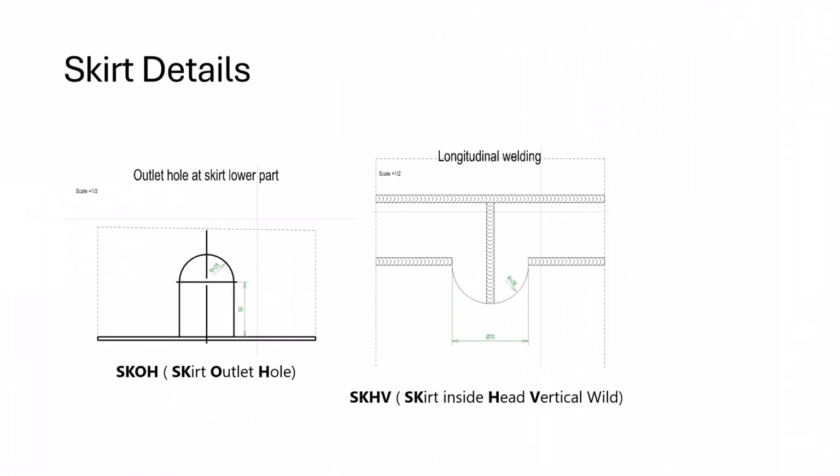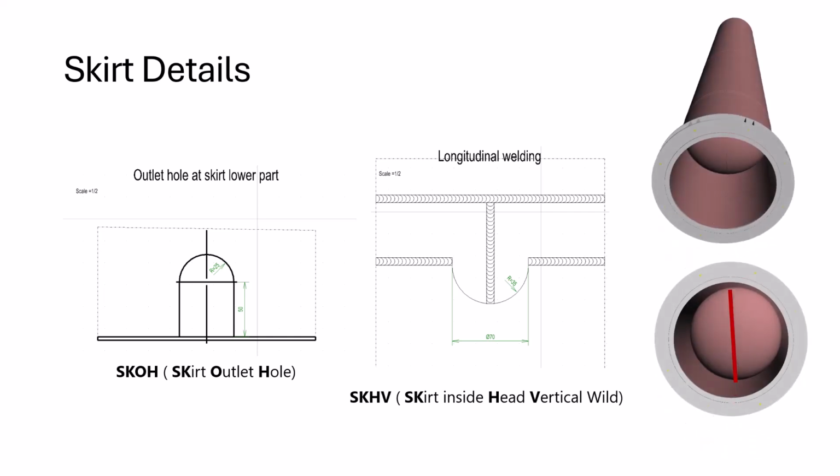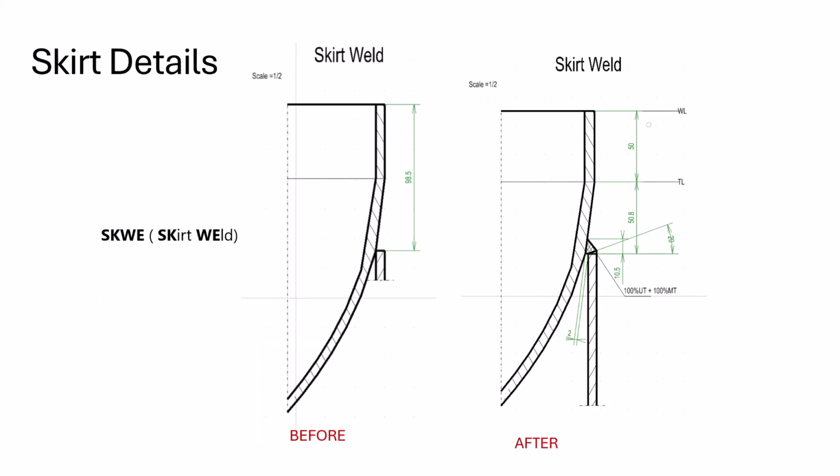Moving to the 2D drawing now, there are new views available following some Chinese clients' requests. Two new details regarding the skirts have been added: the outlet hole at the skirt base and the welding detail for when there is a longitudinal weld in the head. As for the skirt junction, the weld is now completely drawn and all its dimensions appear. In previous versions, only the shell and the head were present.